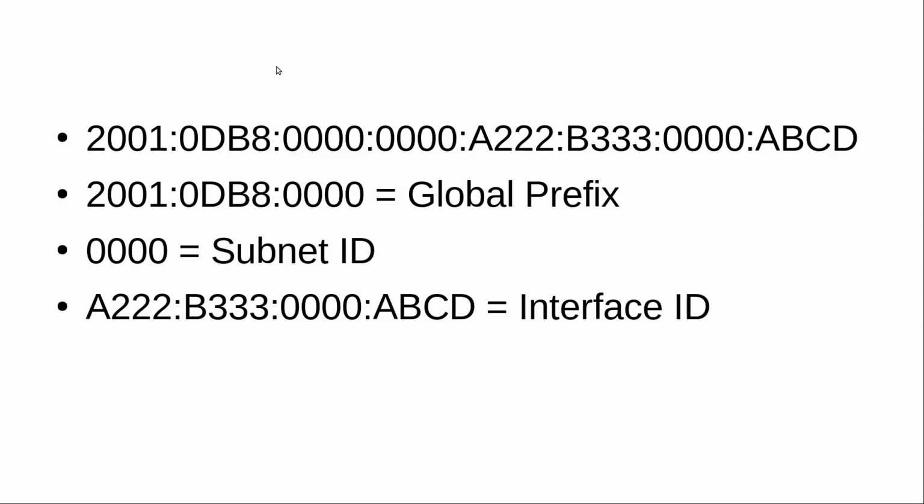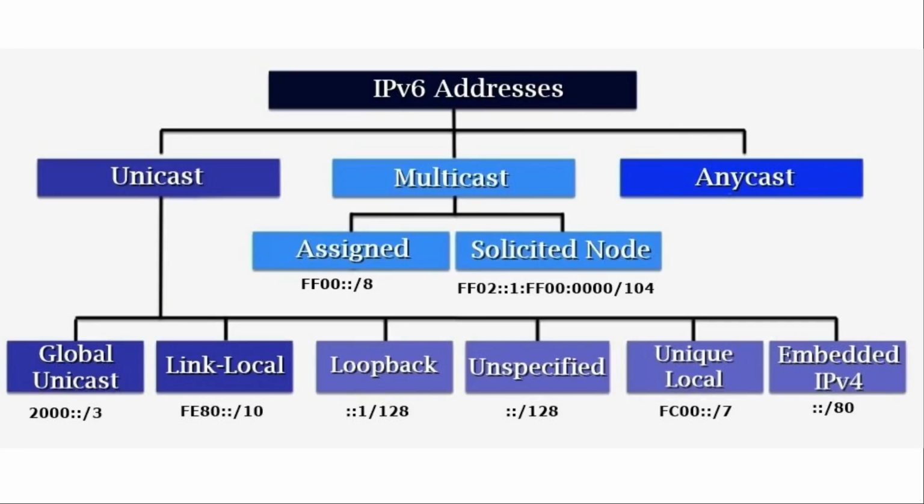So the first part of this address is the global prefix, which will always be 48 bits or more, and it's what your ISP is going to provide you with a block of IP addresses. Then next we have our subnet ID, which has 16 bits, which gives us over 65,000 possible subnets. And of course, finally, is our interface ID. Let's take a look at some of the other IPv6 address types.